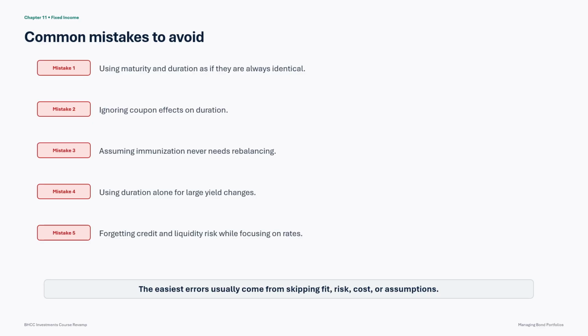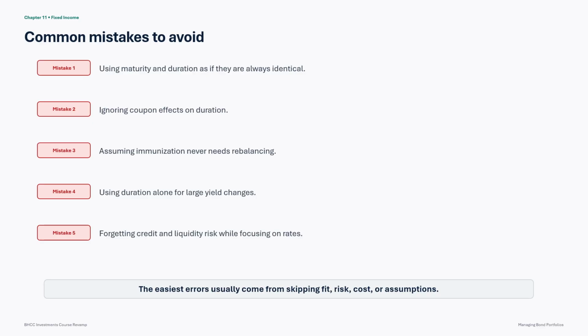Additional mistakes deserve attention. Do not assume all yield curve moves are parallel. A portfolio can have the correct overall duration and still be exposed to a steepening, flattening, or twist. Key rate duration can help identify sensitivity at different maturities.